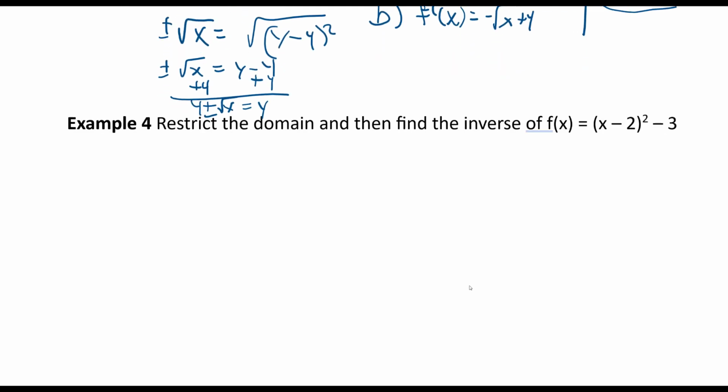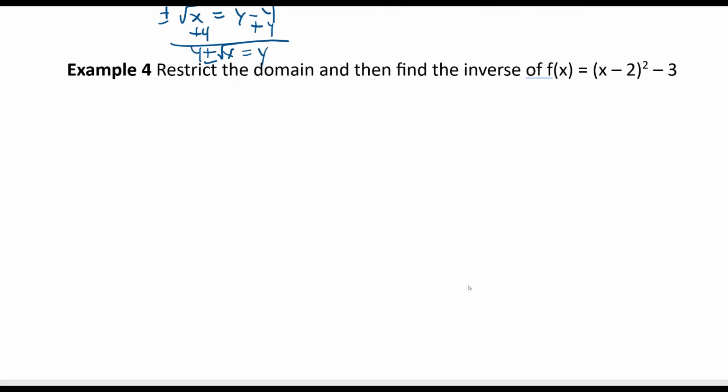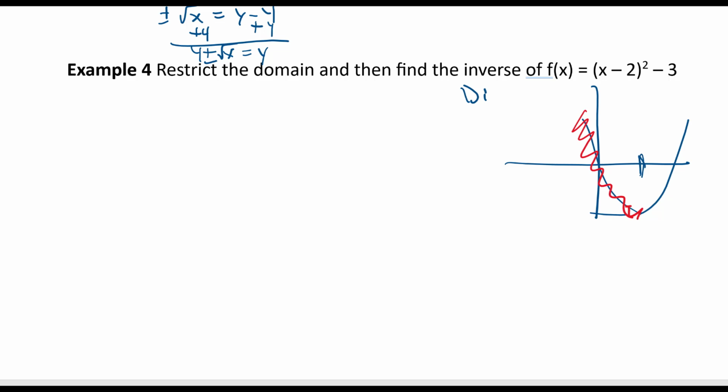Okay. Restrict the domain and then find the inverse of f of x equals x minus 2 squared minus 3. So once again, if we look at this graph, it's going to be over here 2, then down 3, down here. So it's going to be like that. So we have a choice, and typically we get rid of the negative half. So we would just keep the domain for this original function to go from 2 to infinity.